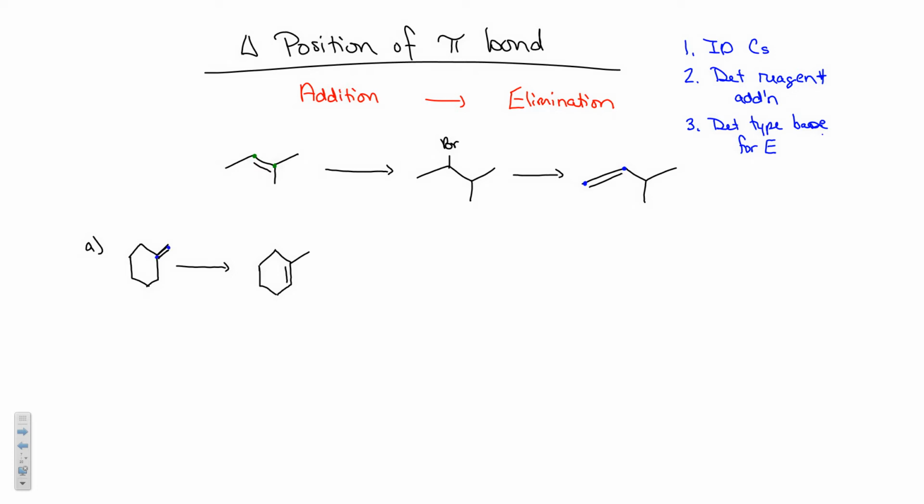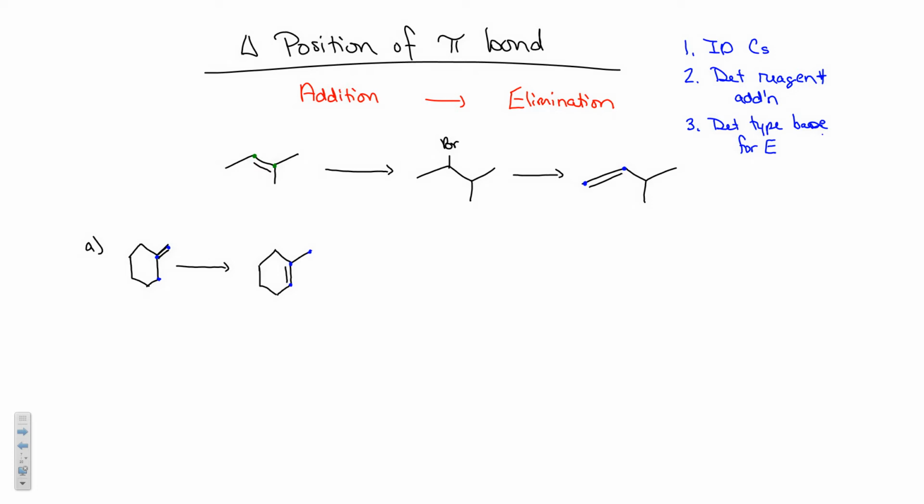So these 3 carbons are involved in my reaction. So the ones on the left initially involved in the double bond, and then the ones on the right involved in the final double bond. The one in the middle is the one where I have to put my leaving group. So remember, this is addition and then elimination.